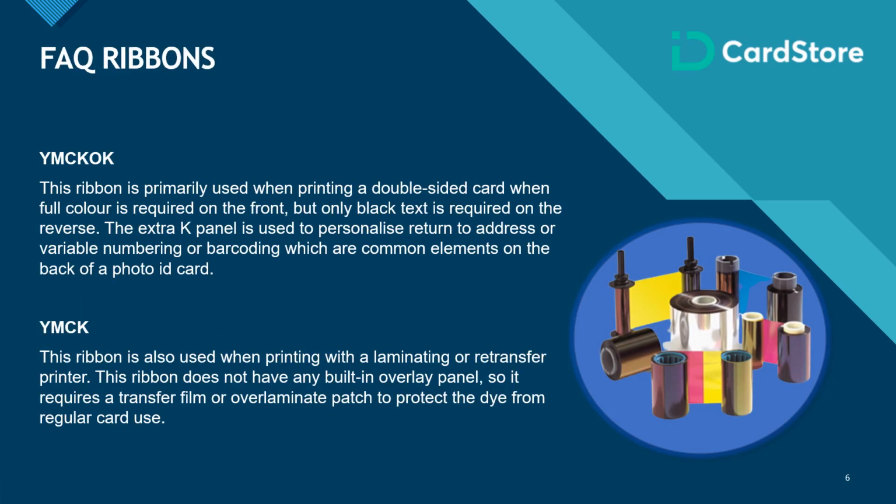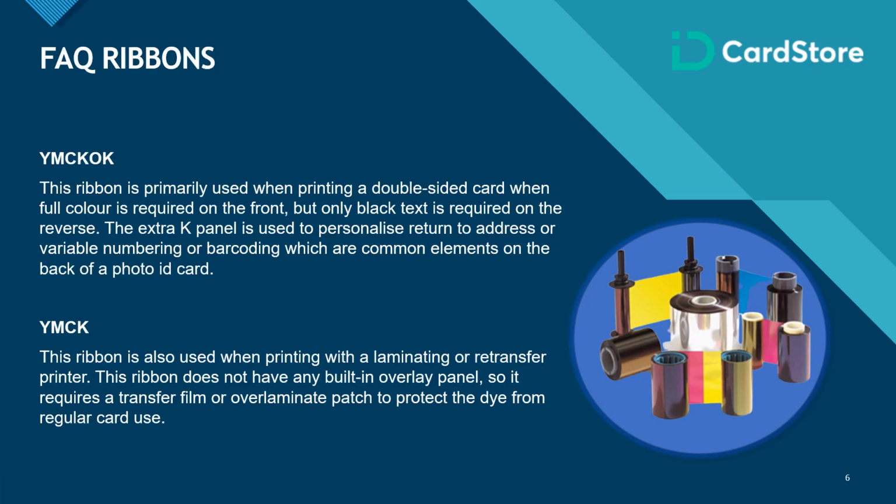YMCKOK. This ribbon is primarily used when printing a double-sided card when full color is required on the front, but only black text is required on the reverse. The extra K panel is used to personalize return to address or variable numbering or barcoding, which are common elements on the back of a photo ID card.